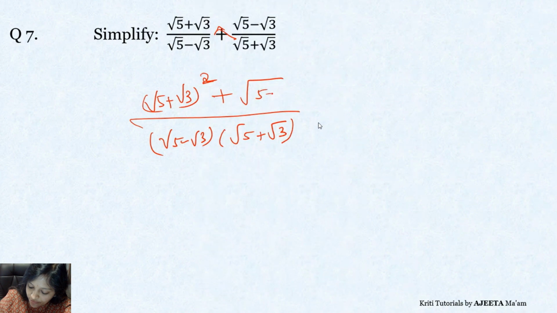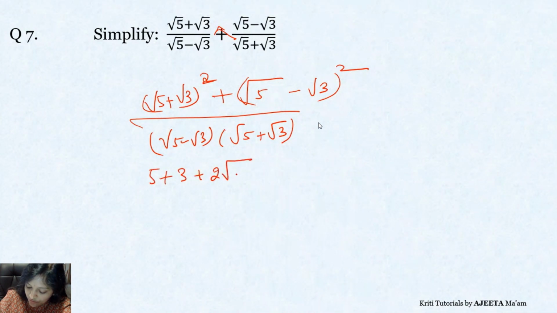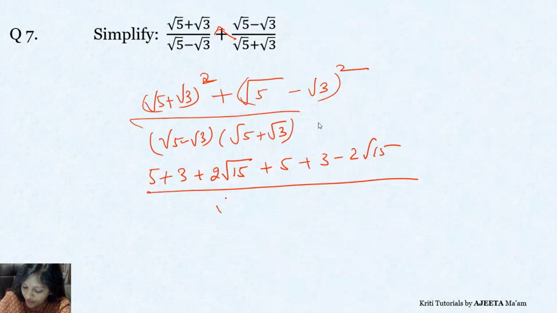Here also what will you get? Root 5 minus root 3 the whole square. So a plus b whole square, if I apply, I get 5 plus 3 plus 2 root 15. Here what will you get? 5 plus 3 minus 2 root 15. And in the denominator you get root 5 square minus root 3 square.